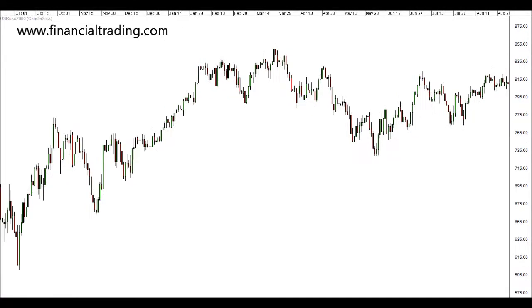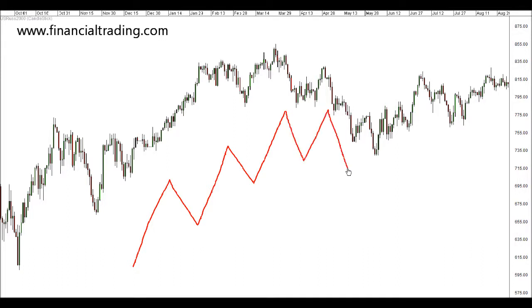So what other patterns are there in ABC correction? Another popular pattern is the flat formation, in which we would have our 5-3 wave pattern, and the ABC creates a double top or a double bottom. So we would have A, B, C, and price would go on the downside or go for another 5-3 wave pattern on the upside.